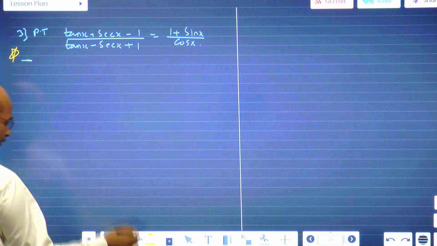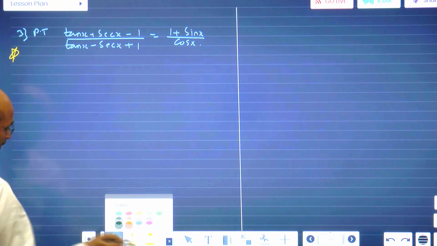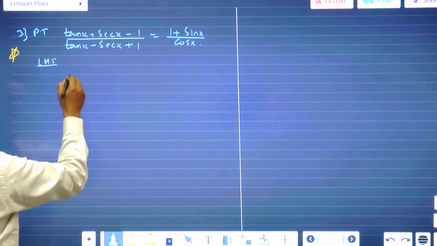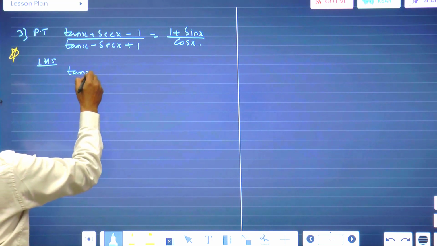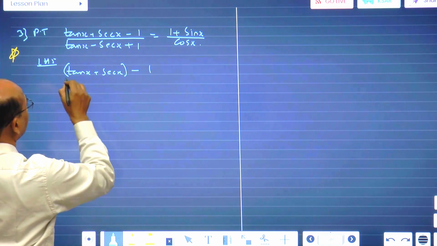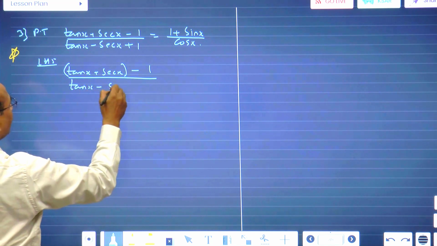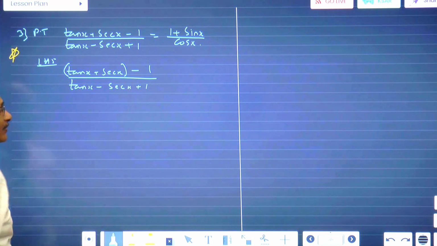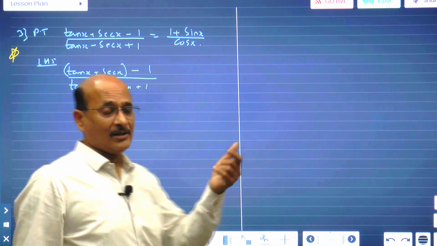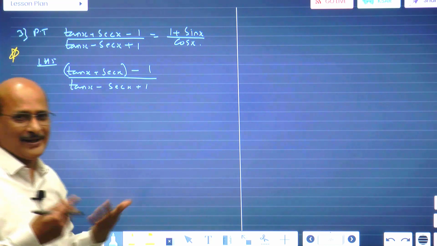Now first thing, I just remove this out so that there is no confusion as such. Now if you see the LHS, I will write it like this first: tan x plus sec x, bracket, minus 1, upon tan x minus sec x plus 1. Now you might ask why I selectively did the LHS. That is the numerator to be put in bracket, and the denominator you are not doing anything. This is just my observation.